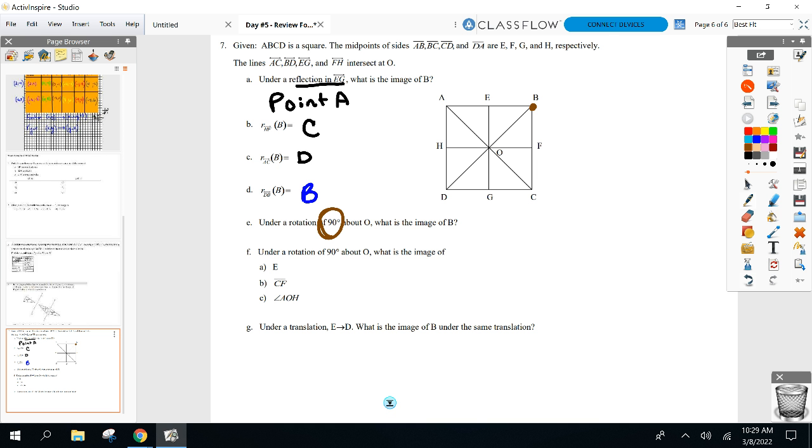So B would, anybody? B would go to where if I rotated at 90? Make sure you go counterclockwise to the left. So it would end up at point 90 degrees. Make sure, hey, these are right angles here, right? So I got to rotate through 90 degrees. So where would it go? Point A. Yep.